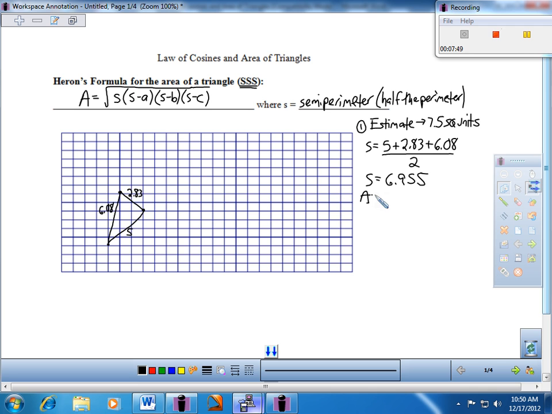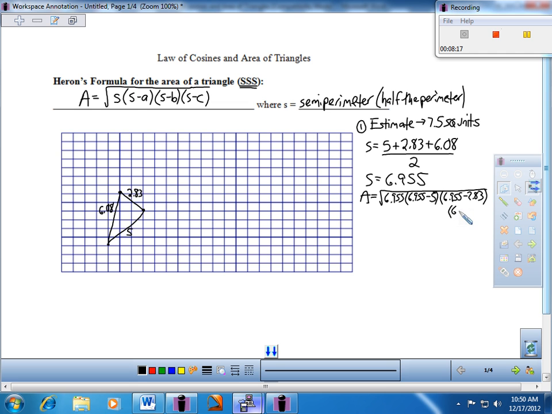Everyone, if you would, give me a big area. And I'm going to go ahead and write this first. So it's 6.955, and then times 6.955 minus S. I'm sorry, minus 5, excuse me. Couldn't even read my own handwriting there for a sec. So minus A, which is 5 units. Then minus B, which is 2.83 units. And then, sorry, I'm going to have to tuck this down here.